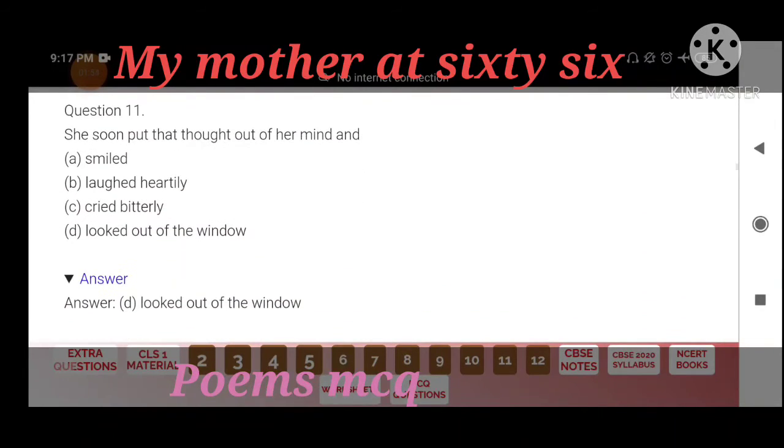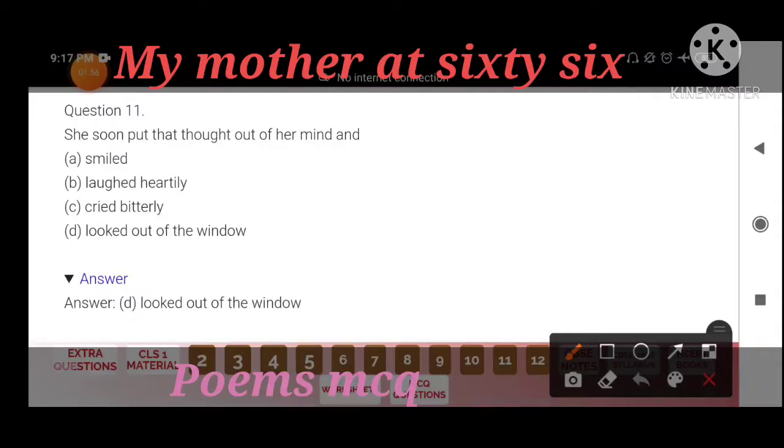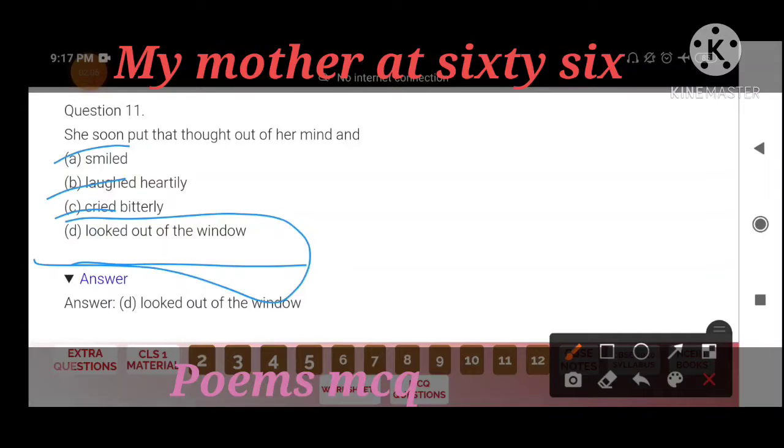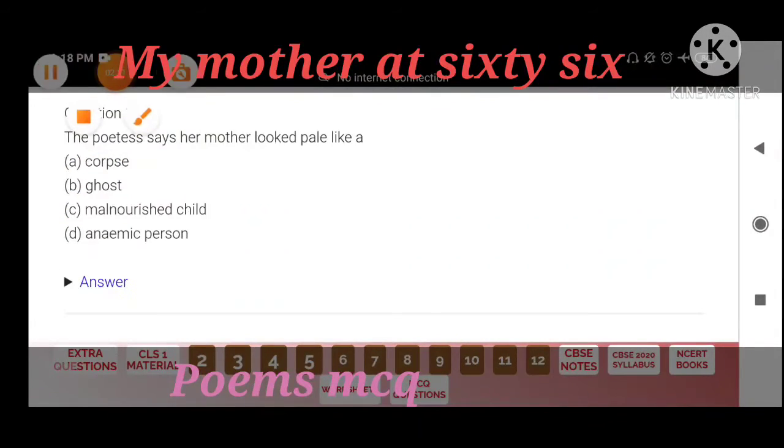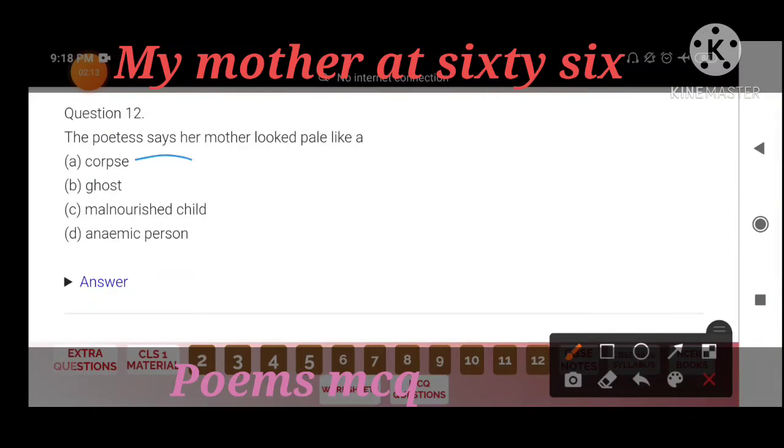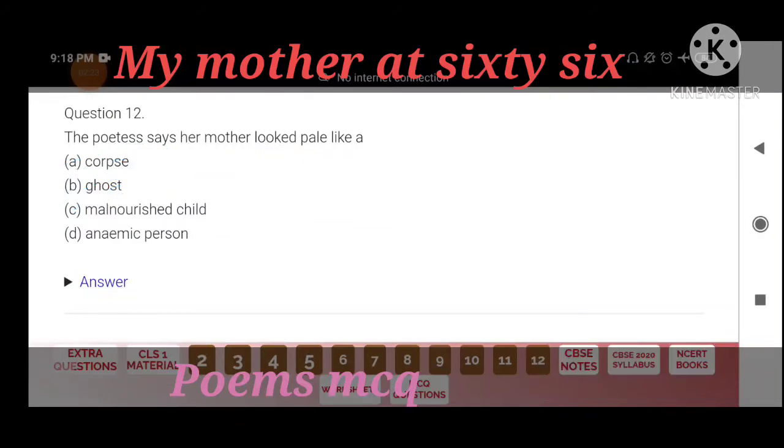11th one, she soon put that thought out of her mind and smiled, laughed heartily, cried bitterly, or looked out of the window. So the answer is looked out of the window. She forgot all her pain and looked outside. Next one, the poetess says her mother looked pale like a corpse, ghost, malnourished child or anemic person. So the answer is corpse, like a dead body.